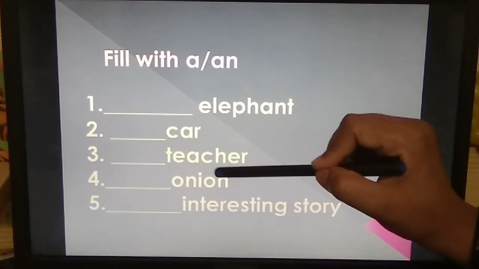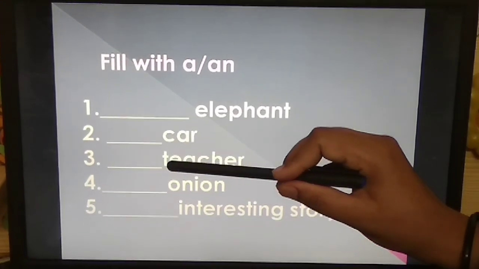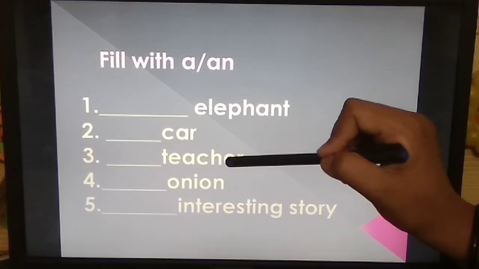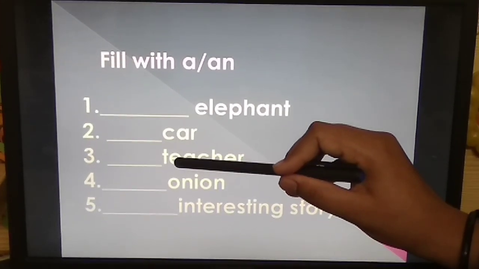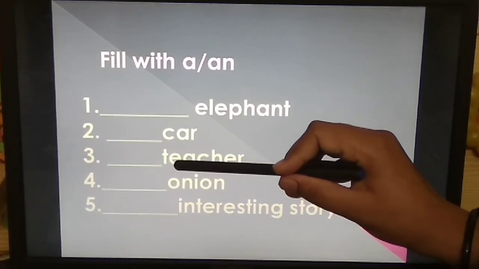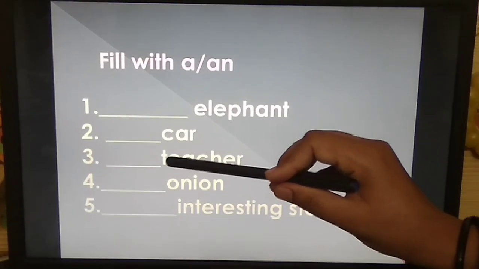Who teaches you? Yes, teacher. So before a teacher, what are you going to place? A teacher. Why? It is starting with a consonant T and sounding as T. So you are going to place a teacher.